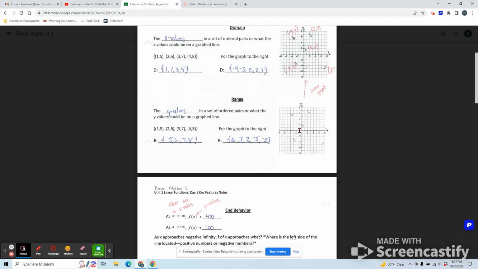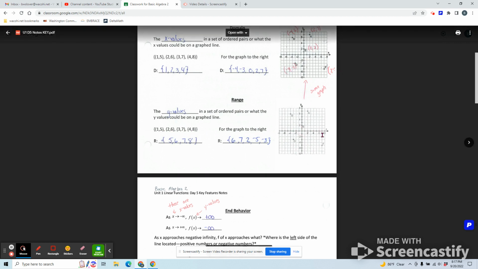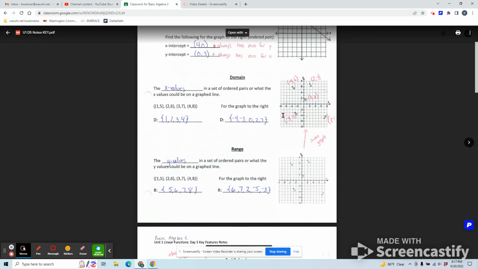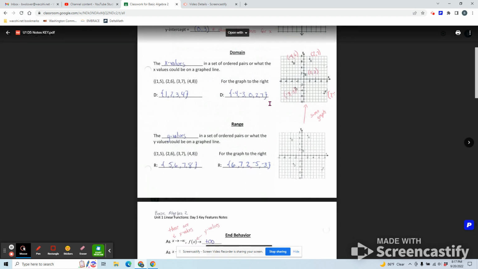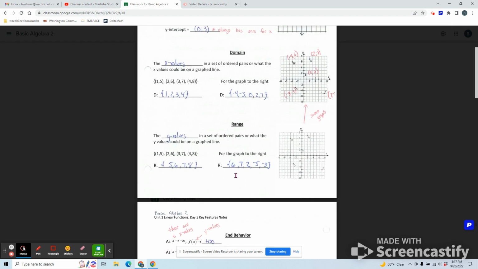And then same thing over here. I'm using the same graph. So I already listed all my ordered pairs, so I'm not going to do more work than I need to. I'm just going to look up here and identify my y values. And they can be in any order. Right, so up here I had numerical order, but here I don't, just to show that it doesn't matter what your order is.